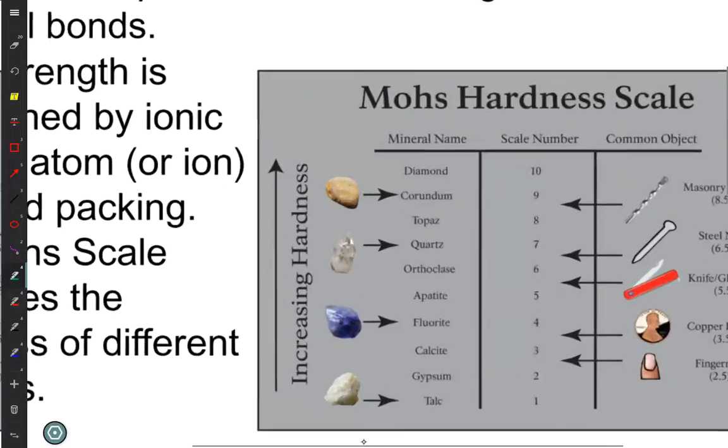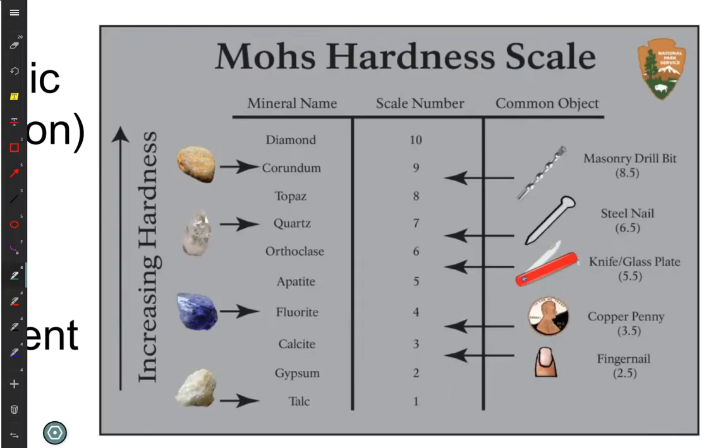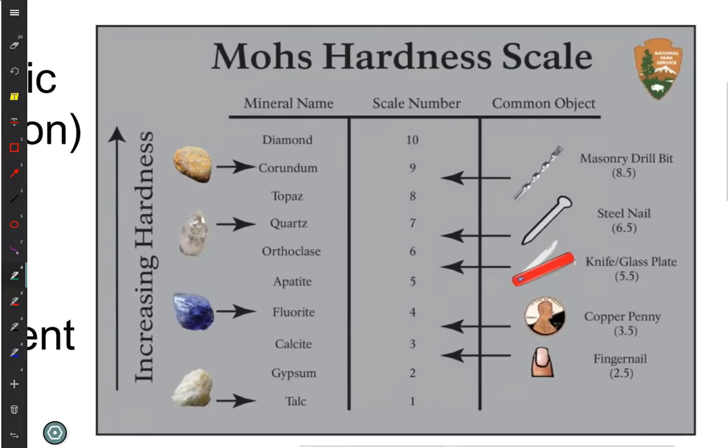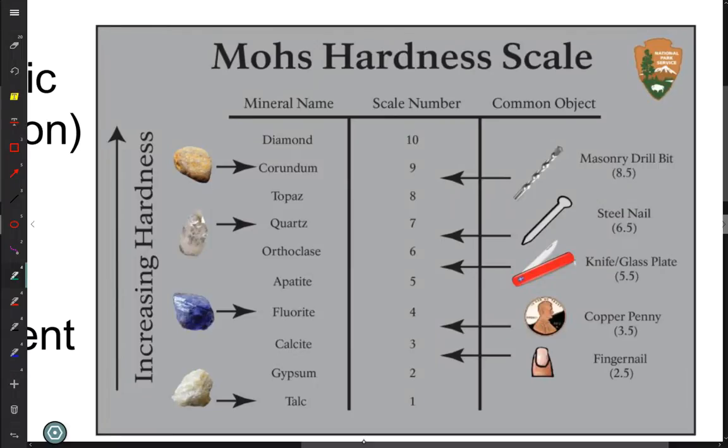Hardness. Here is a hardness scale. You can see exactly where I got it from, the National Park Service. It shows the hardness numbers on the Mohs hardness scale. The hardest number, 10, is diamond. Then corundum. Anybody know what corundum is?